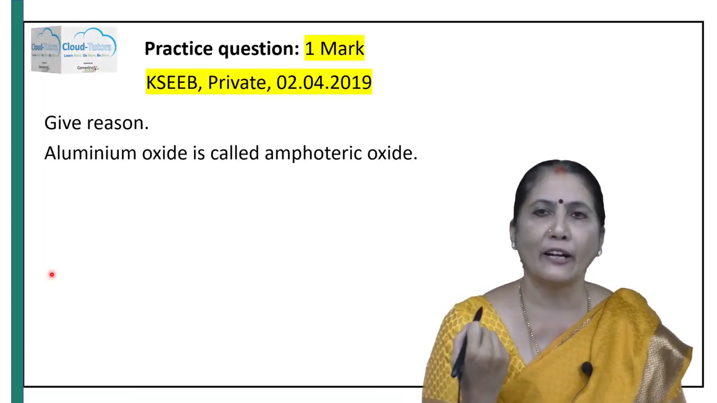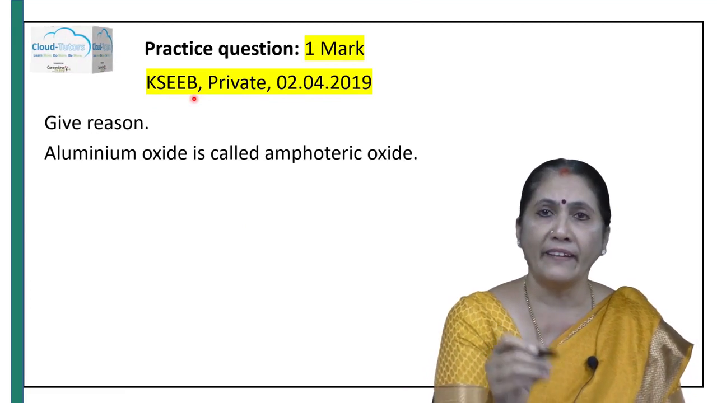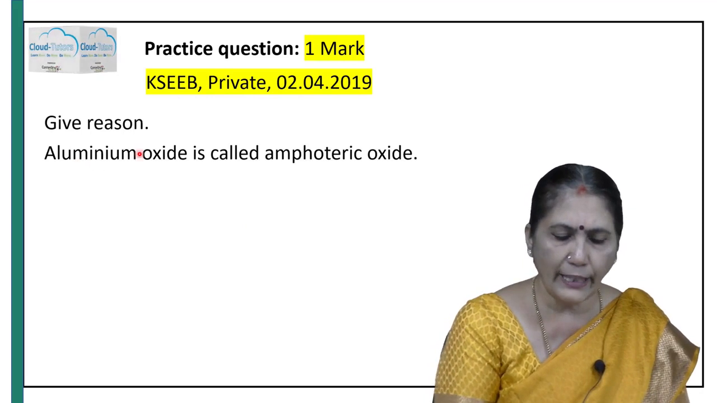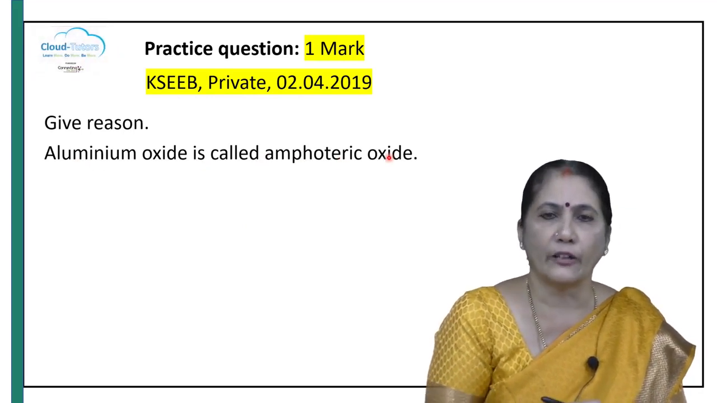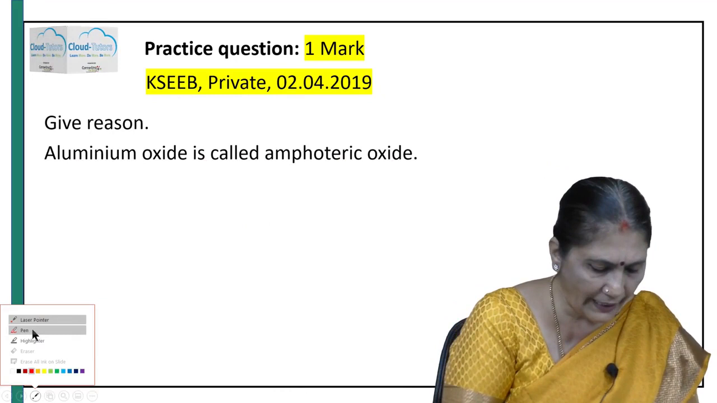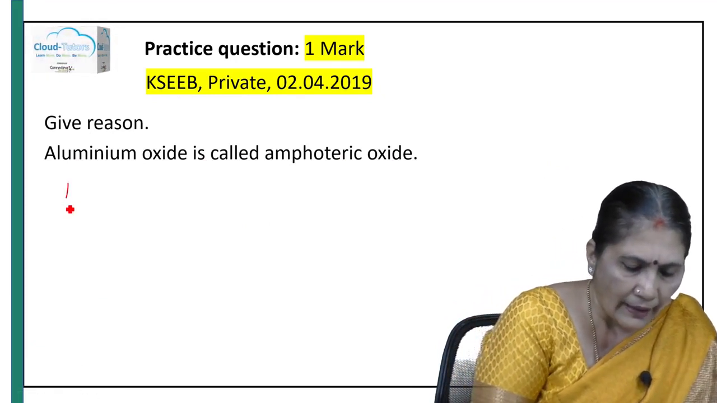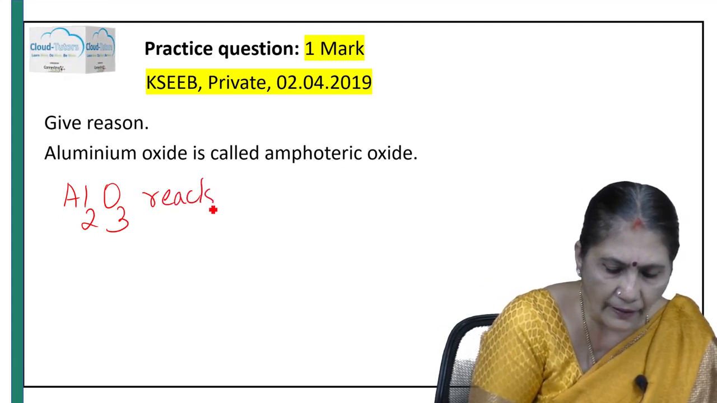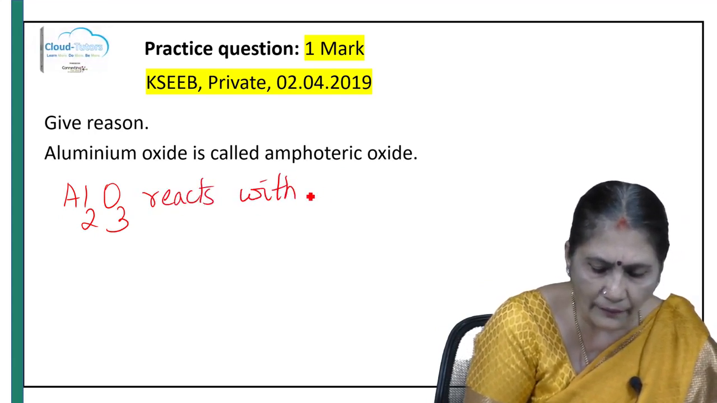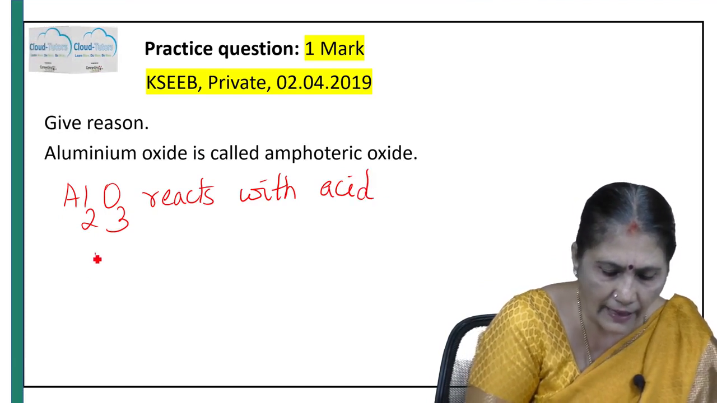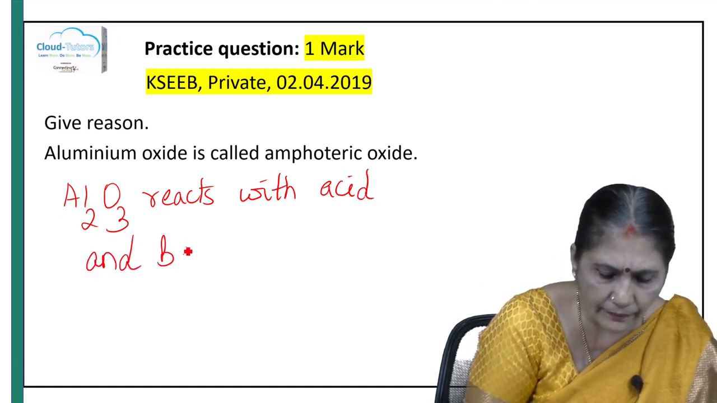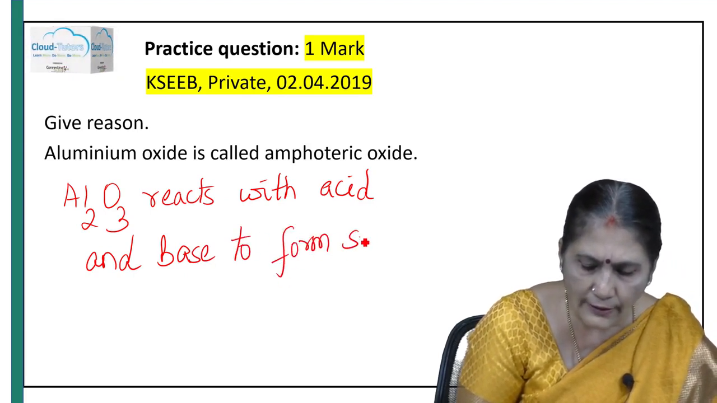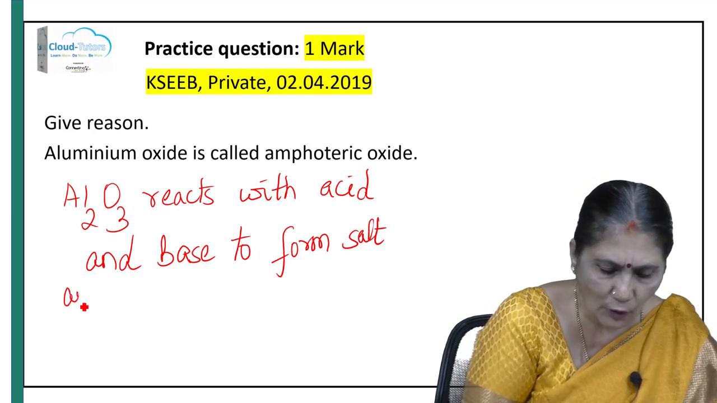Now coming to the 1 mark question that has been asked for the private candidates of KSEEB on 2nd of April. Aluminium oxide is called amphoteric oxide. So you have to write: aluminium oxide, Al2O3, reacts with acid and base to form salt and water.